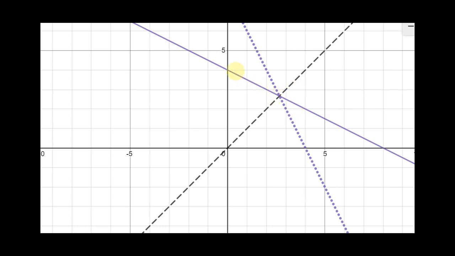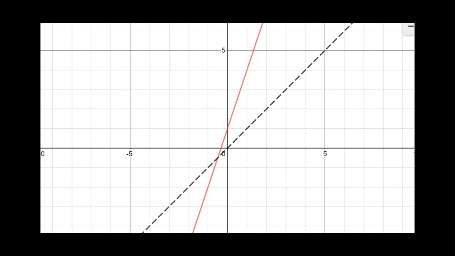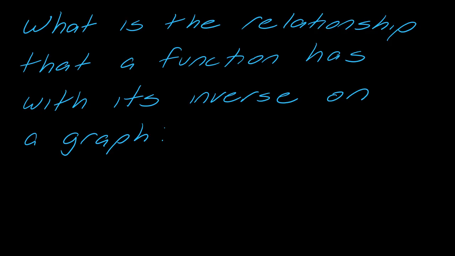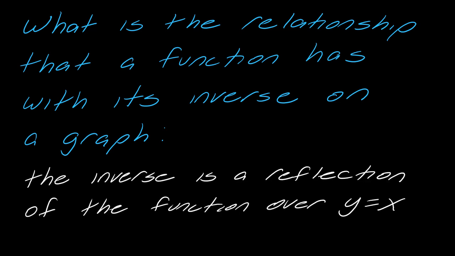So notice that if I were to reflect this solid purple line over this, I would indeed get to this dotted line. And if I go back to the very first function that we were looking at, you can totally see how these two are reflections of one another. So that's the visual relationship between functions and their graphs. So coming back to this, what is the relationship that a function has with its inverse on a graph? The inverse is a reflection of the function over this line y equals x. So there is still this visual connection.